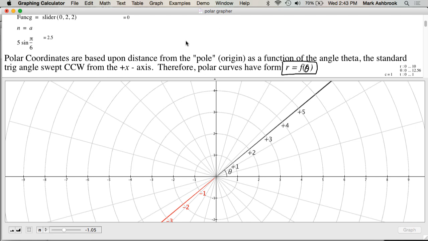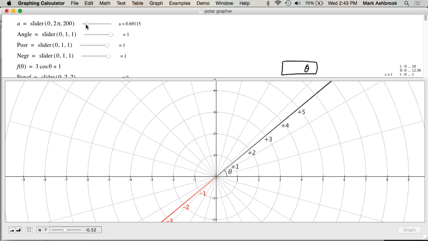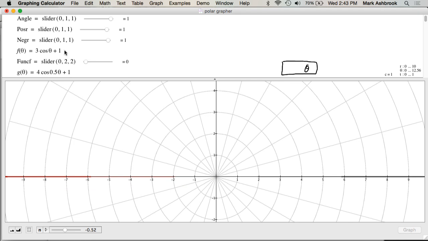So let me show you a cool one here. We're going to do r equals 2 sine theta. Here's how you do these. What you do is you first sketch y equals 2 sine x on a different graph. And we're going to use that graph to help us draw the polar graph.